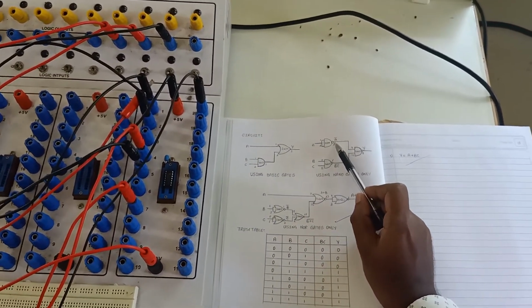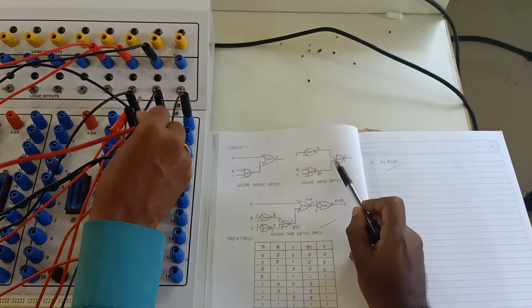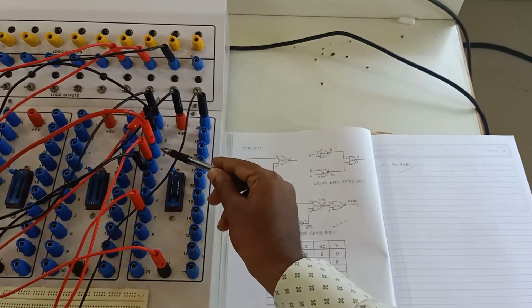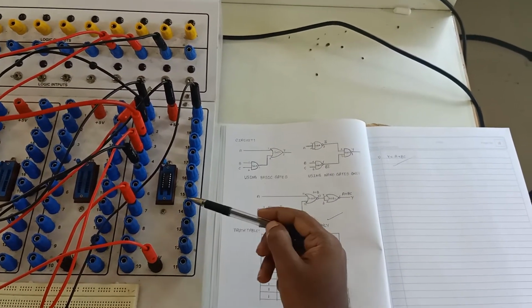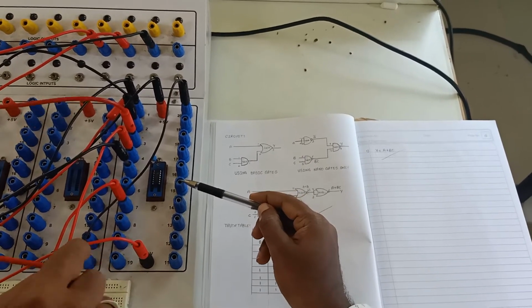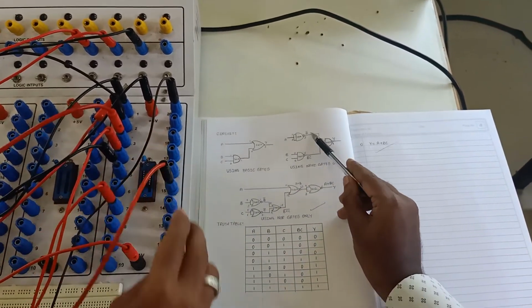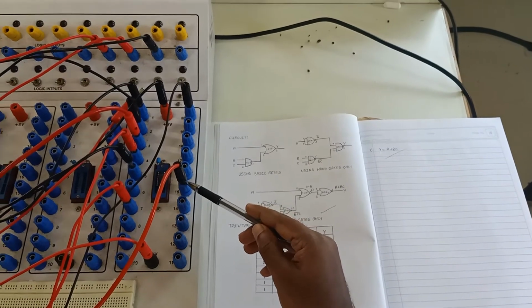Now, where does pin number 3 have to go? Pin number 3 has to be connected to pin number 9. See, this is pin number 3, this is 7, this will become 8, and this will become your 9, right? So I should connect pin number 3 to 9. Hope you have understood this.